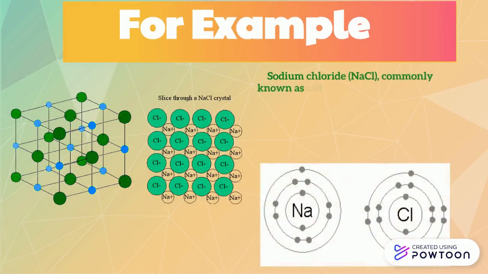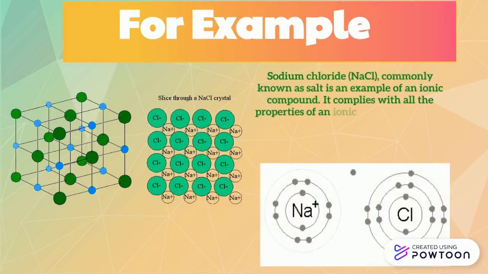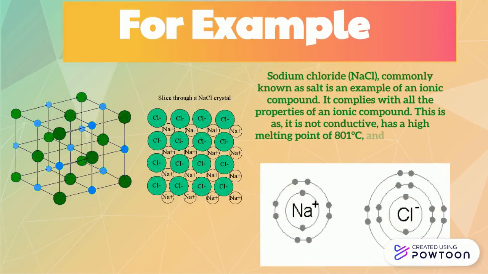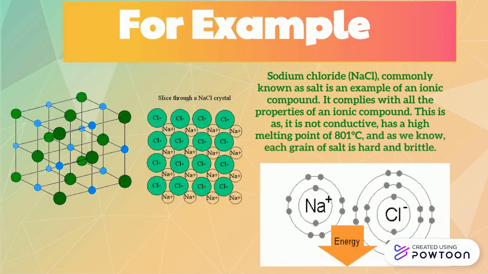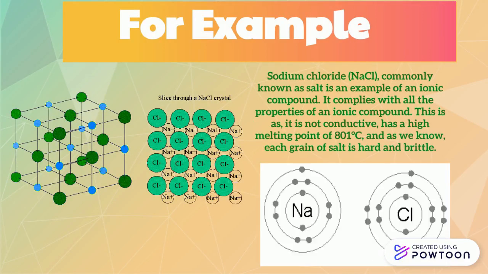Sodium chloride, commonly known as salt, is an example of an ionic compound. It complies with all the properties of an ionic compound. This is as it is not conductive, has a high melting point of 801 degrees Celsius, and as we know, each grain of salt is hard and brittle.